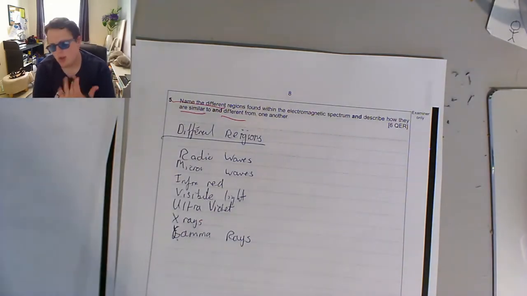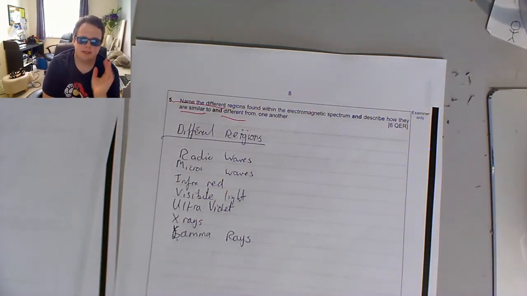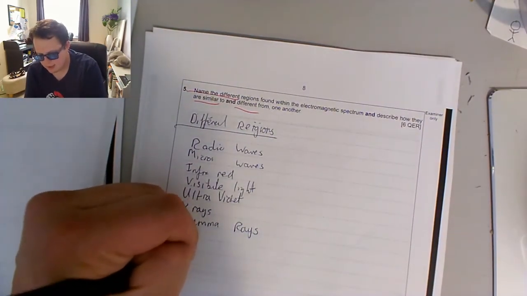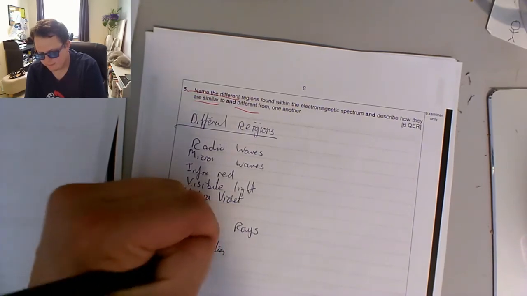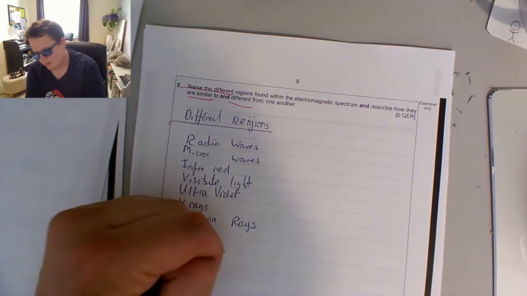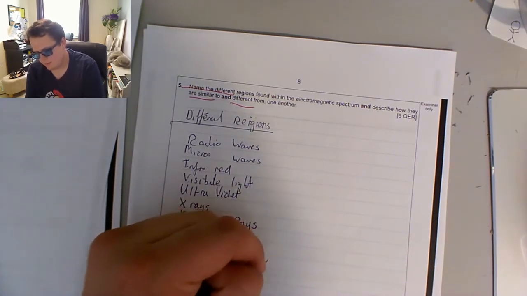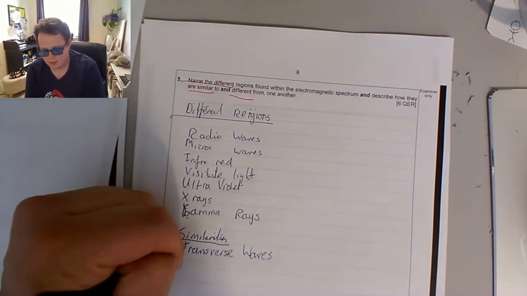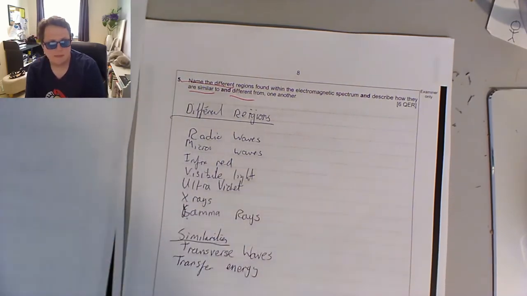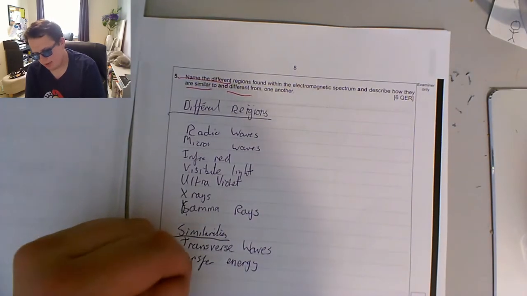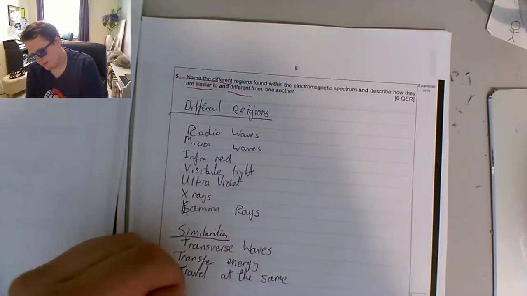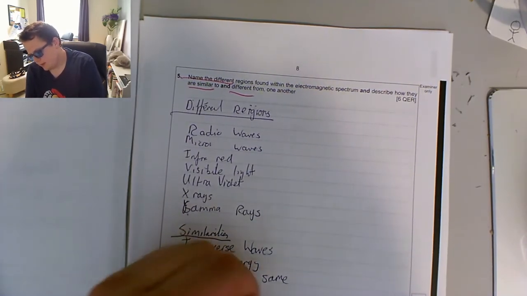We then want, now what it's not asking for is uses. It's asking for similarities. It's asking for differences. So again, I would probably just put a title here. Similarities, and I would list them. So they're transverse waves, they transfer energy, and the key one, they travel at the same speed in a vacuum.